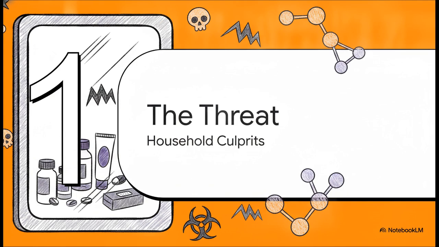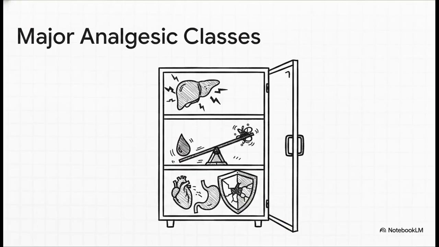Section 1. The medicine cabinet threat. Identifying the household culprits. All right, acetaminophen, salicylates, and nonsteroidal anti-inflammatory drugs, or NSAIDs. These three distinct medication classes are literally sitting in almost every home right now. And while they all serve the primary purpose of treating pain and reducing fevers, their underlying metabolic pathways are completely different.